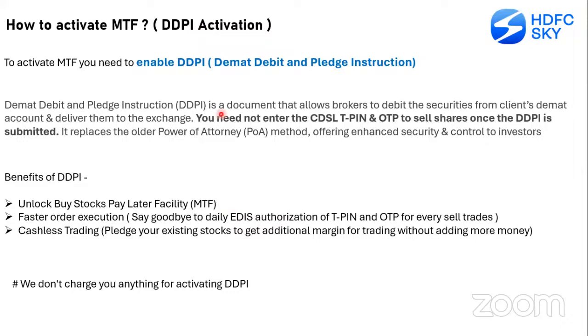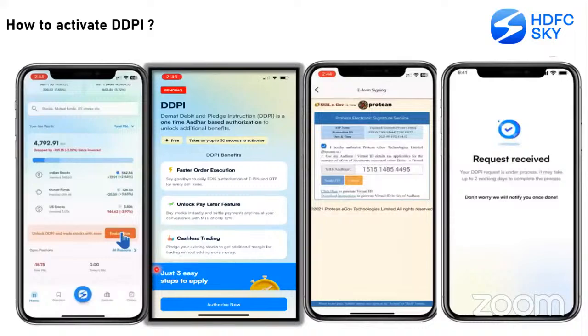The first thing for MTF transaction, you have to activate your DDPI. Okay, we are not charging anything for the DDPI. Now, how to activate the DDPI? So this is the process.